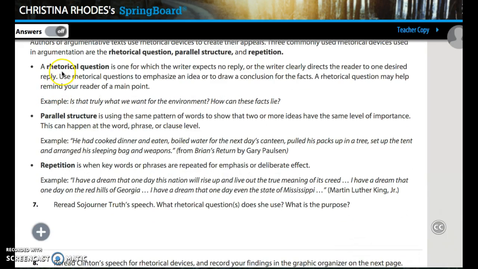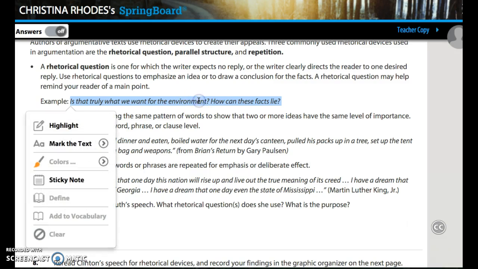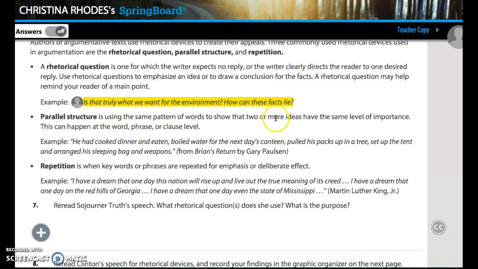So as you're writing your own, you want to use a rhetorical question. It's one for which the writer expects no reply, or the writer clearly directs the reader to one desired reply. Use rhetorical questions to emphasize an idea or to draw a conclusion for the facts. A rhetorical question may help remind the reader of a main point. An example of a rhetorical question is, is that truly where we want the environment? How can these facts lie? So they're not expecting an answer. You want to use a rhetorical question in your own essay.